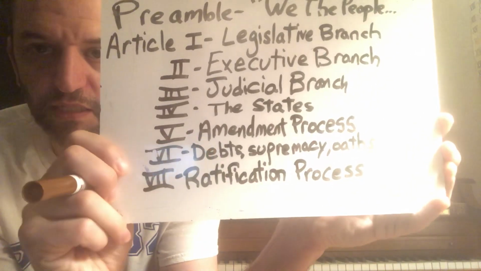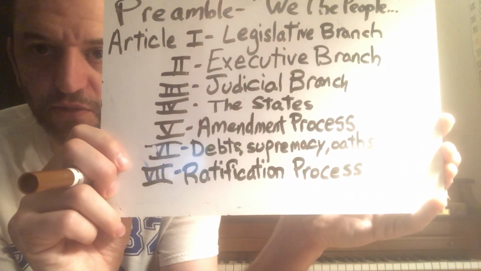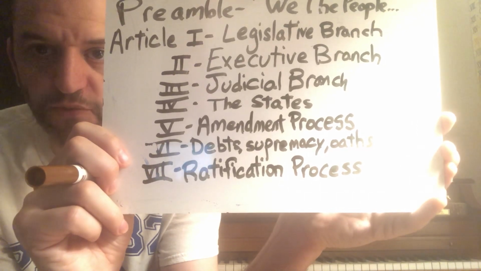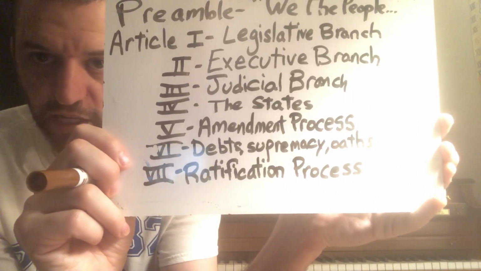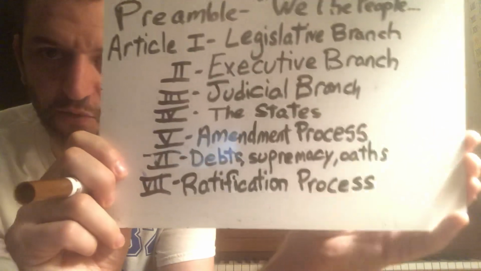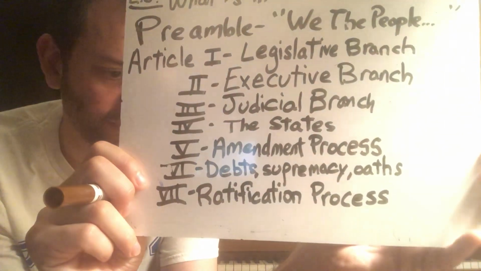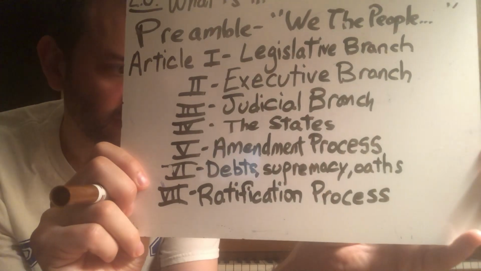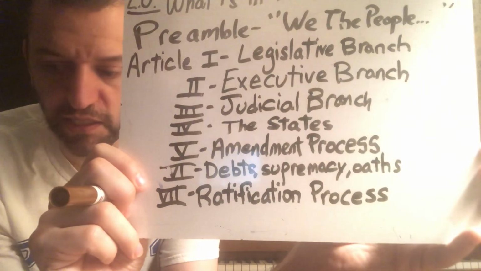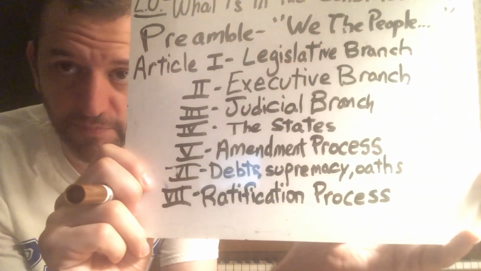And then the last article, Article 7, is about the ratification process. Ratification means approval. So they were saying, how are we going to approve this Constitution? And the approval process was you had to give it to all the states, and you had to get 9 out of 13 states. And that happened in 1788. So that is the Constitution. And like I said, we've added amendments over the years.